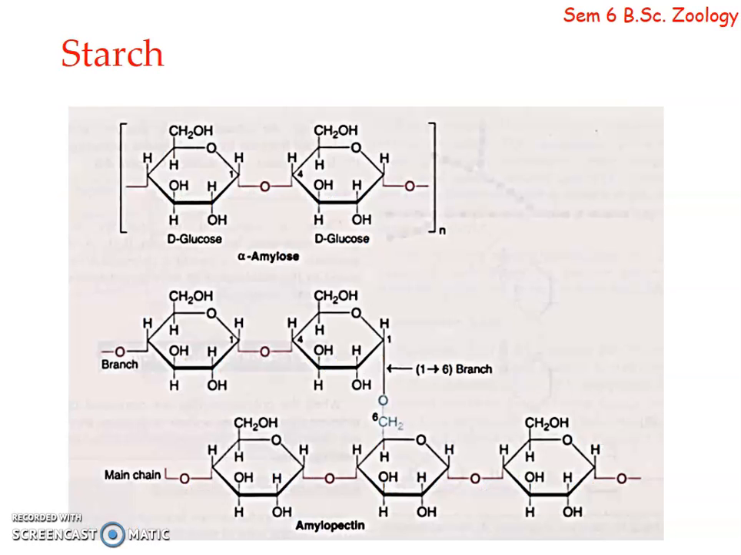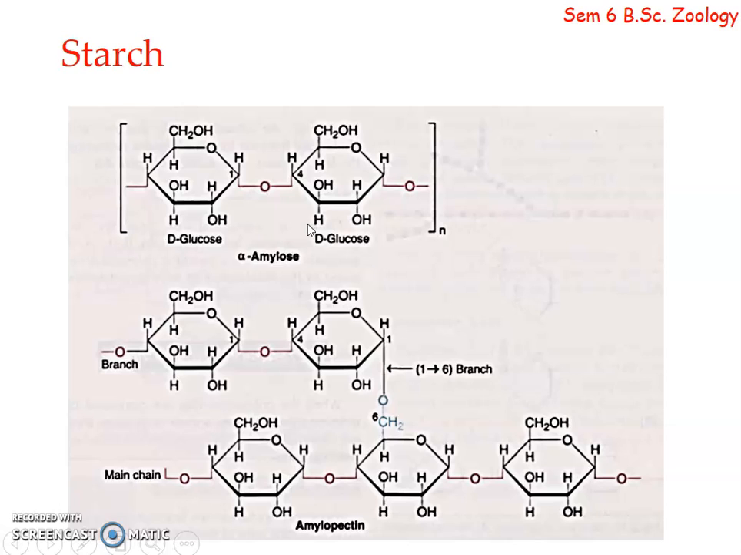So this is the structure: the amylopectin, branching at every 24th residue through alpha 1,6. This is the anomeric carbon of this particular glucose molecule, and it forms a glycosidic bond with the sixth carbon of this one. So this is amylose and this is the branched amylopectin form. These two together form starch. I hope it is clear.